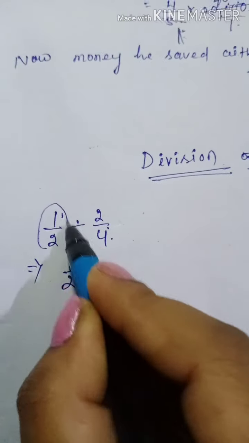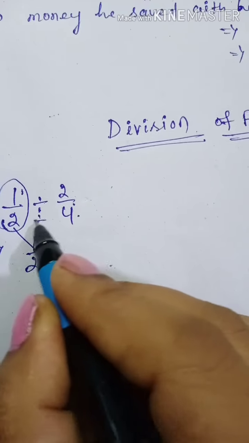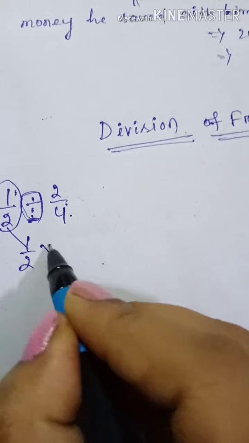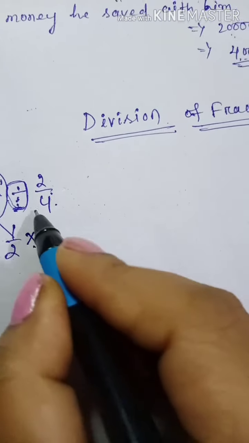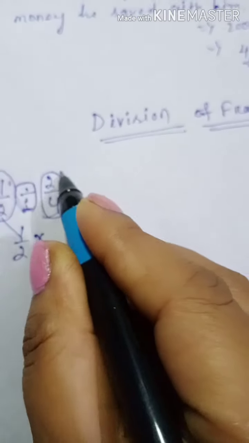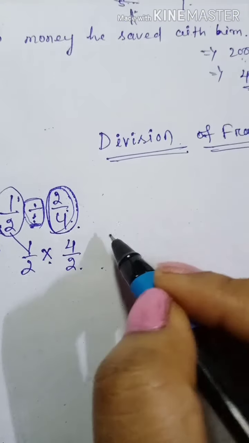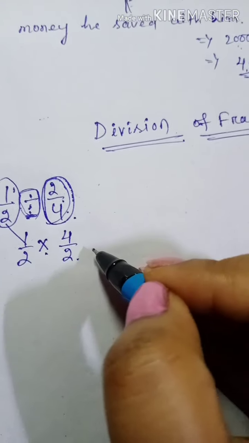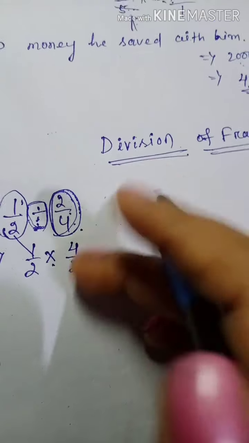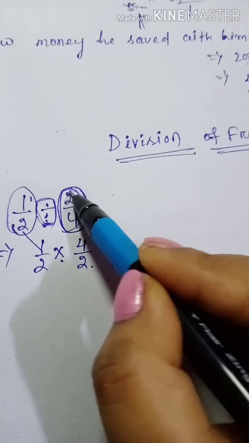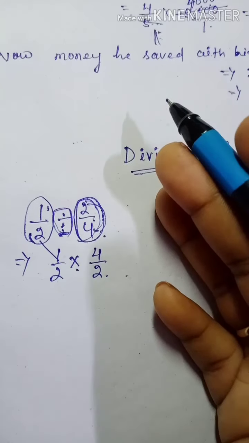1 by 2, as the first fraction is given, that first fraction we have to write. Then change the division sign into multiplication. Whenever you change the division sign into multiplication, just write the reciprocal form of the second fraction. Means what? 4 by 2. What is reciprocal? Reciprocal of a number means the multiplicative inverse. Multiplicative inverse means we change the denominator into numerator and numerator into denominator. We just reverse that fraction.